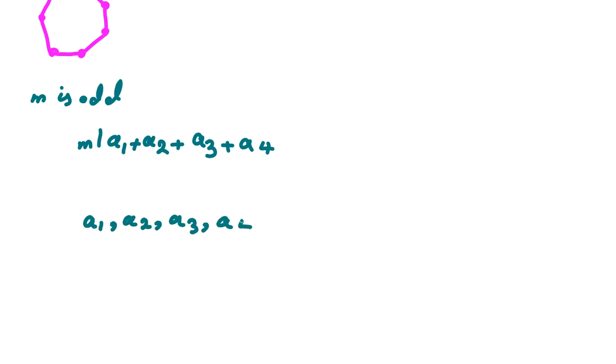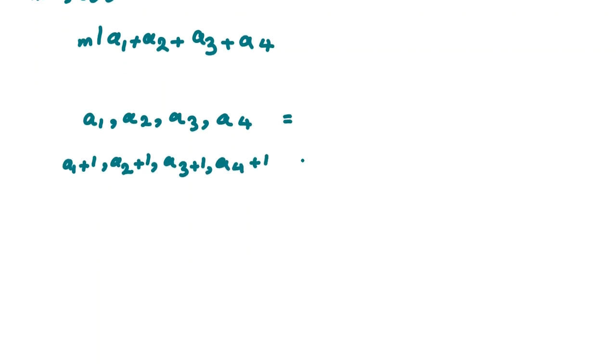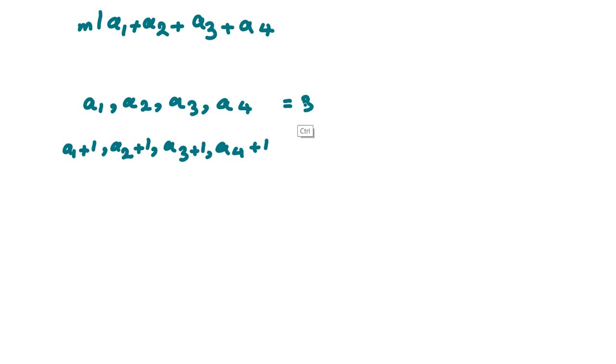We want that m divides a1 plus a2 plus a3 plus a4. We say, okay, if we consider one quadruple a1, a2, a3, a4, and add by 1 cyclically, we get a1 plus 1, a2 plus 1, a3 plus 1, a4 plus 1. If we consider the original sum equal to, for example, r, then this new sum will be r plus 4.